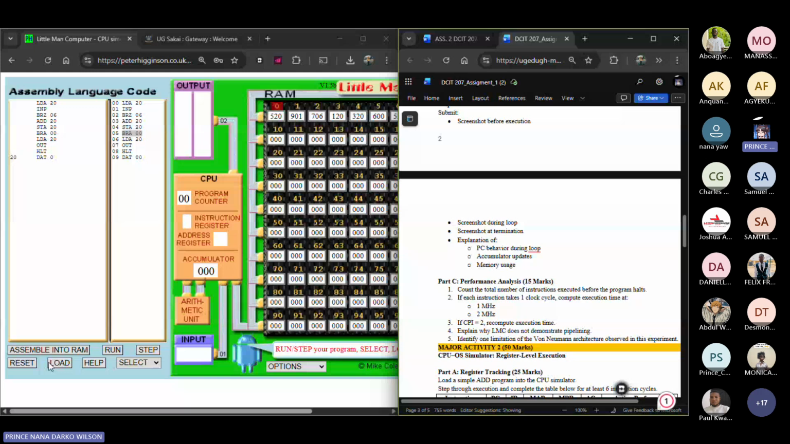First instruction says load the value at address 20. So it is going to read what is in address 20, which is 0, and it will read that and carry it to the accumulator so that it can await a mathematical or a logical operation.